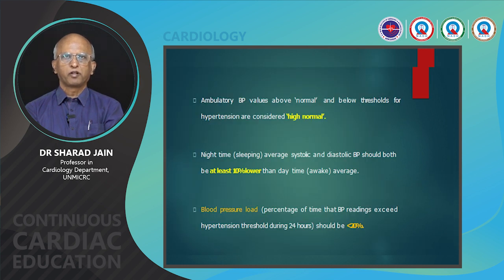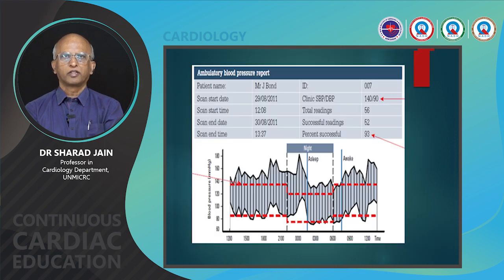So, ambulatory blood pressure values above normal and below the threshold for hypertension are considered higher normal blood pressure. Night time average systolic and diastolic pressure should both be at least 10% lower than the daytime blood pressure, that is the normal nocturnal dipping. Blood pressure load, the percentage of time that the BP readings exceed the hypertension threshold in 24 hours, should be less than 20%.